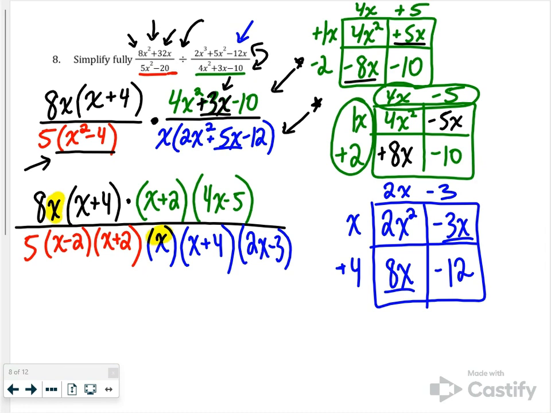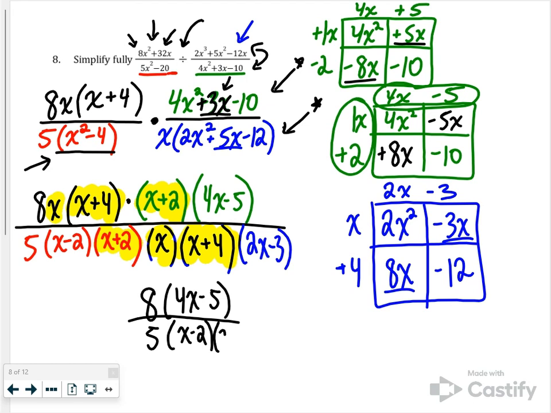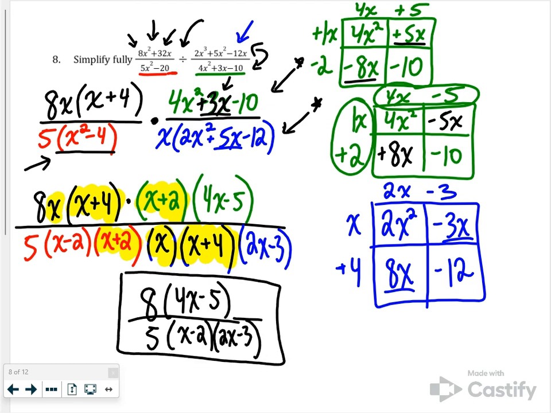The x's are going to cancel. The x plus 2's are going to cancel. The x plus 4's are going to cancel. And it looks like there's nothing else in common. So the final answer is going to be 8 times 4x minus 5 all over 5 times x minus 2 times 2x minus 3. Okay, so I will tell you that this question is too hard for the standard Algebra 2 class. This is going to be more of an honors level question, but it's actually a great review.